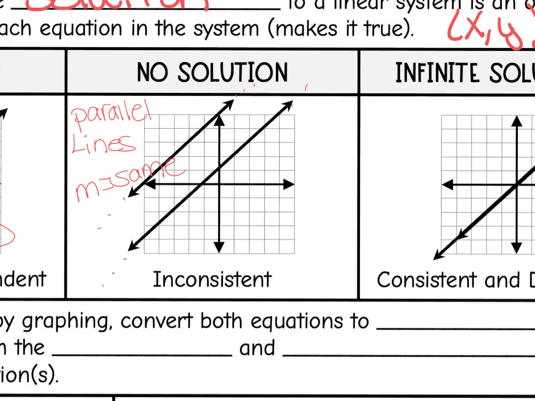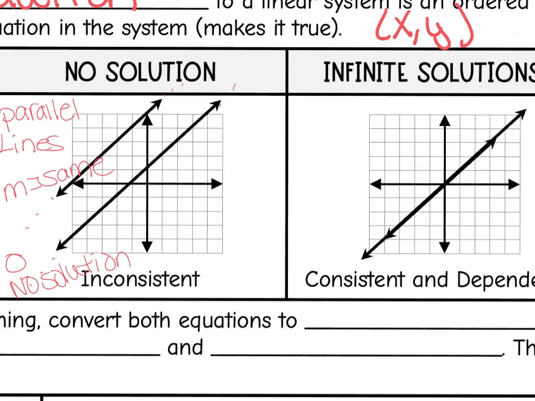The only difference is their y-intercepts are different. So here with this one, we would call this no solution. And remember, zero and no solution are two different things. So I want you to make sure you're writing out no solution.